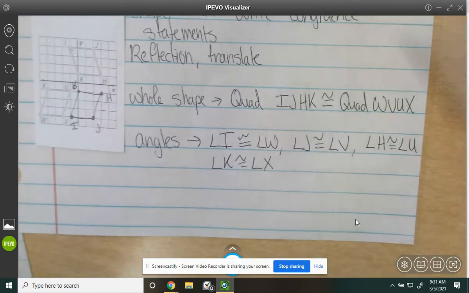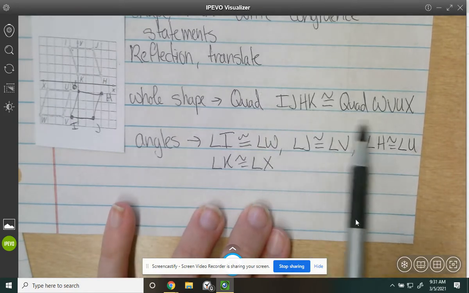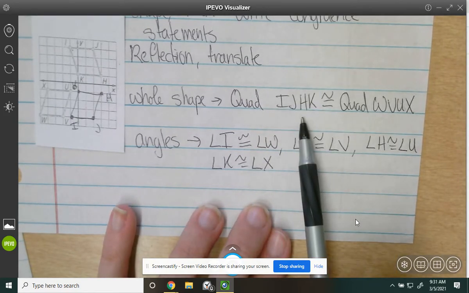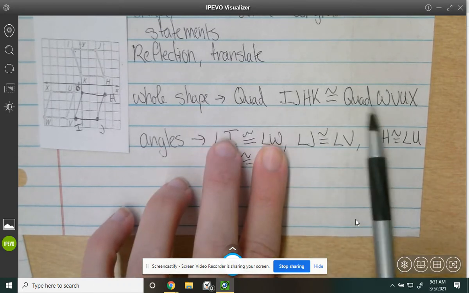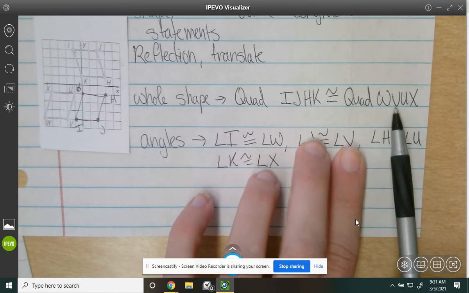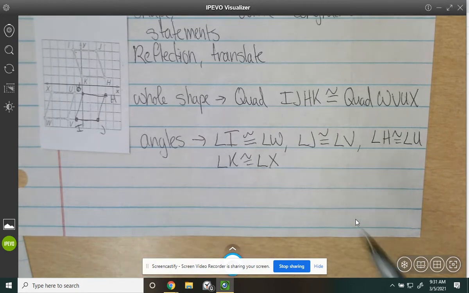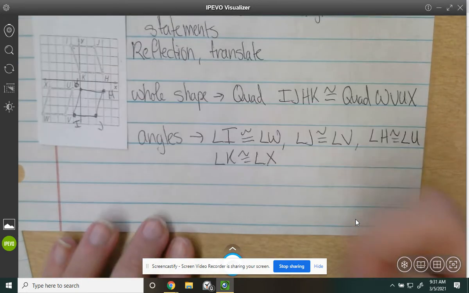Okay, another way to look at that is if you do this part correctly, then it's super helpful. You don't really even have to look at the picture again. I is the first letter, W is the first letter, J is the second letter, V is the second letter, H is the third, and then the last. You can always pair them up like that.